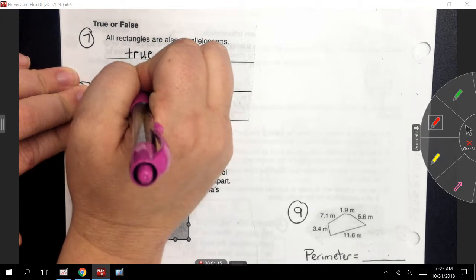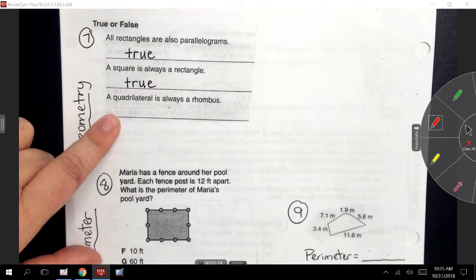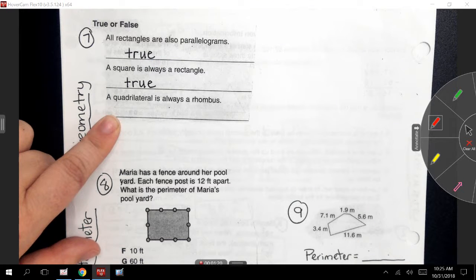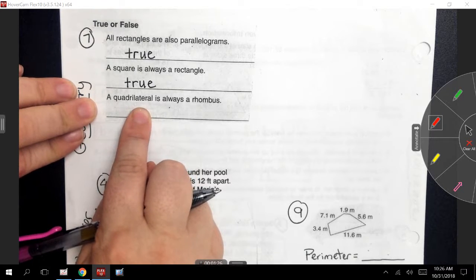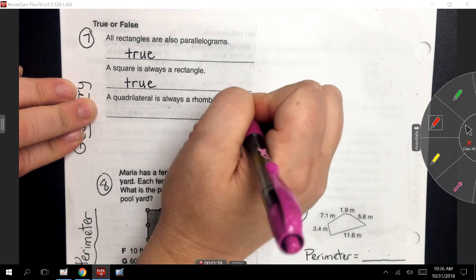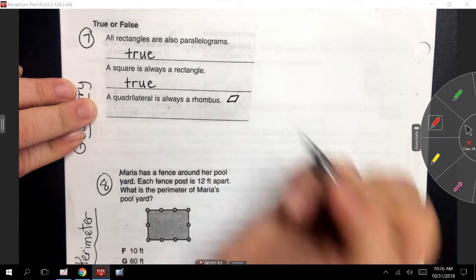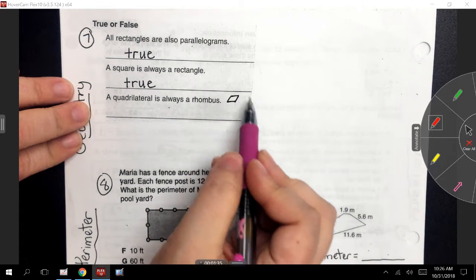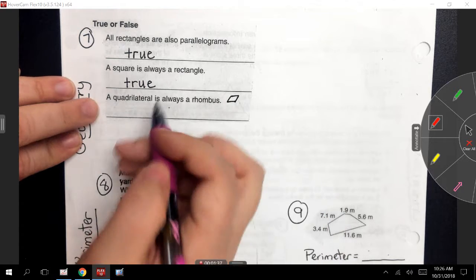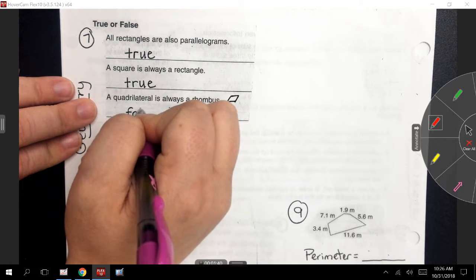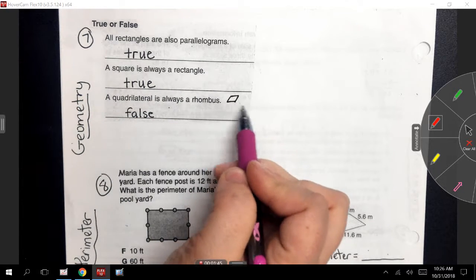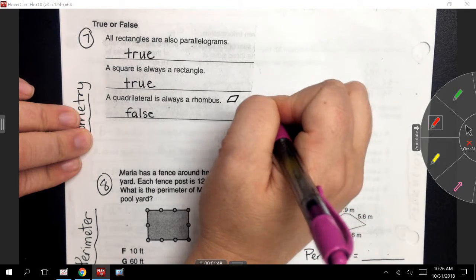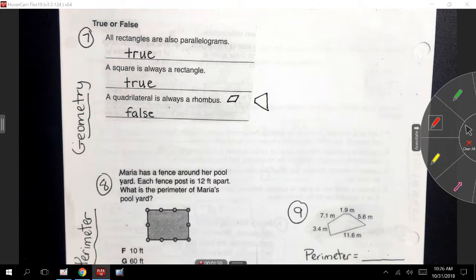This is true. All right, a quadrilateral is always a rhombus. True or false, Camilla? True. So a quadrilateral means it has 4 sides, right? A rhombus kind of looks like a slanted square, a diamond. Does every single shape with 4 sides look like that? No. So this one is false. In fact, some of them can look downright funky, like you could have something like that. That's a quadrilateral, but it's definitely not a rhombus, okay?